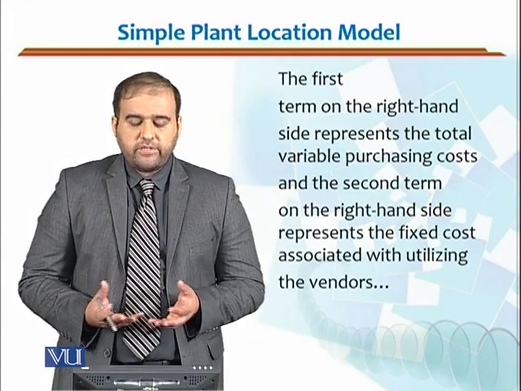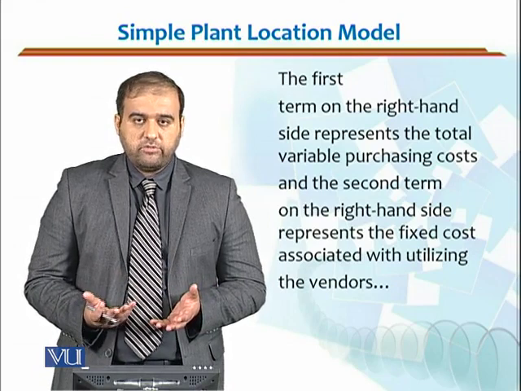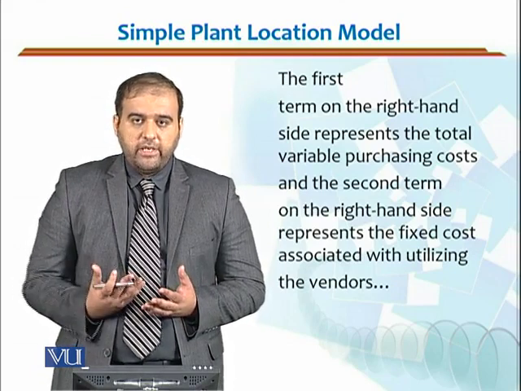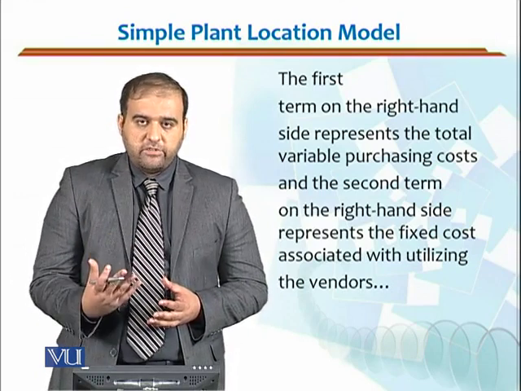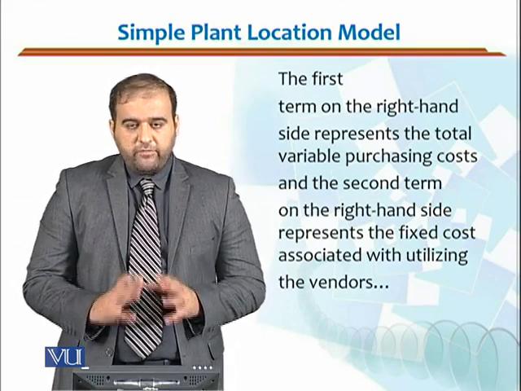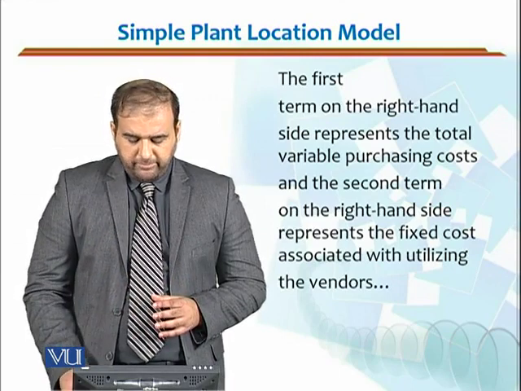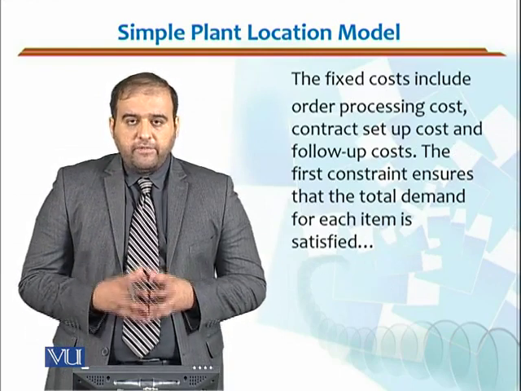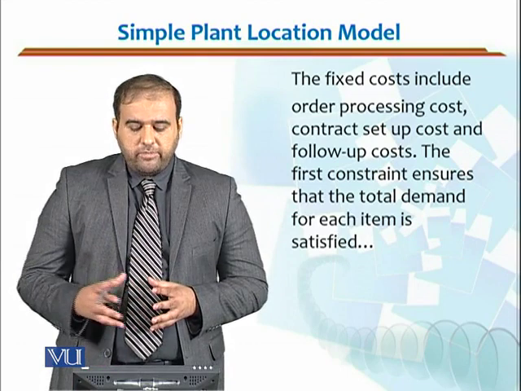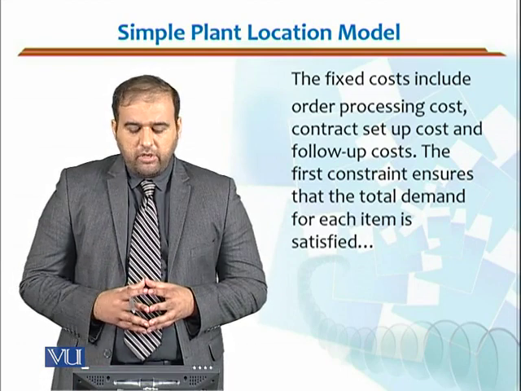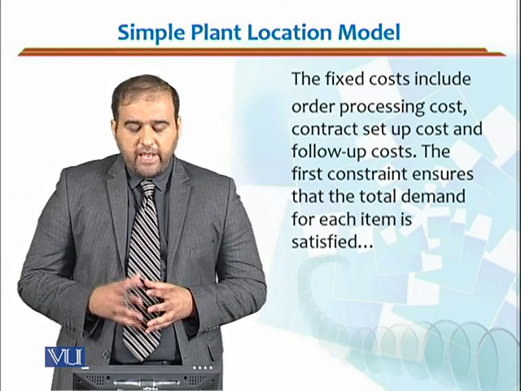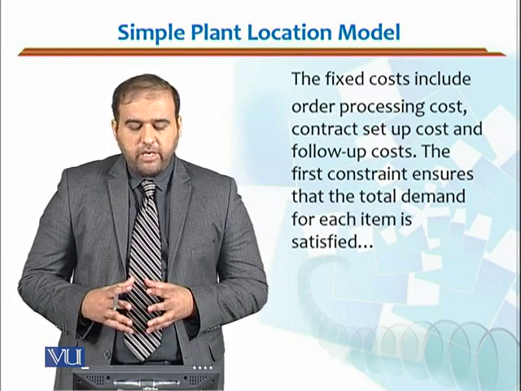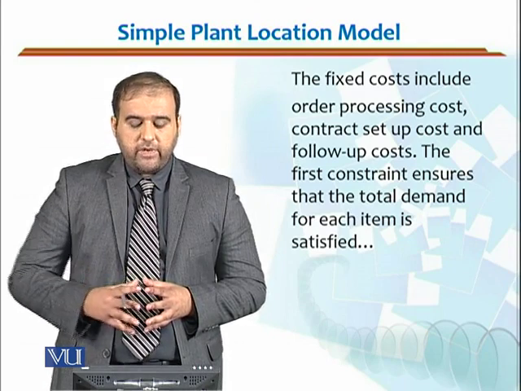The first constraint actually represents the variable cost associated with it, and the second one is actually associated with the utilization of that vendor. If that vendor is utilized, then you would have some fixed cost associated with it. The fixed cost actually include the order processing cost, contract setup cost, and follow-up costs. The first constraint actually ensures that the total demand for each item is satisfied.